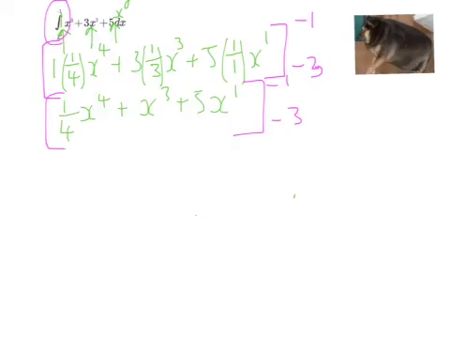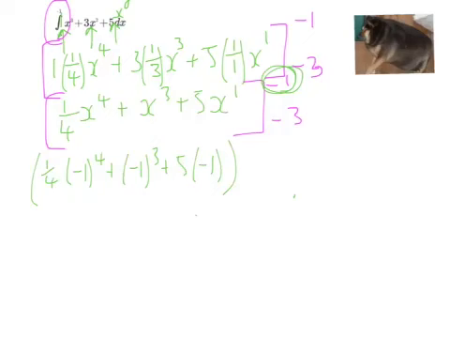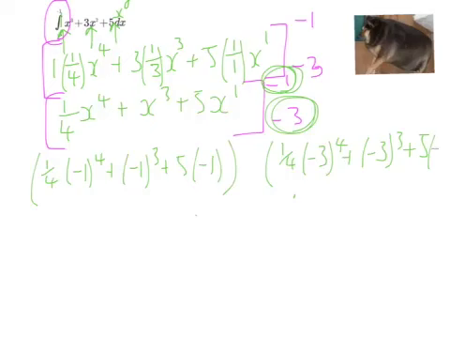Okay, so in goes my first one. My top one is going a -1. Curly bracket, quarter, -1 to the 4 plus -1 cubed plus 5 lots of -1. And here goes my -3. So curly bracket, quarter, -3 to the 4 plus -3 cubed plus 5 lots of -3. Big bracket in there, big bracket in there, and subtracting in the middle.